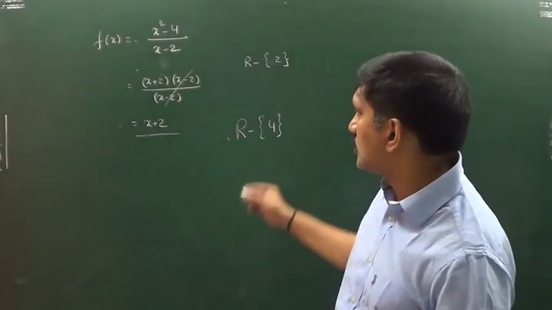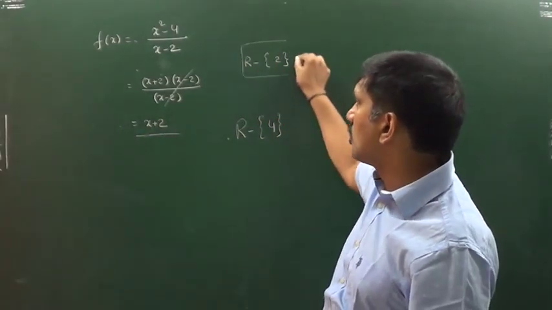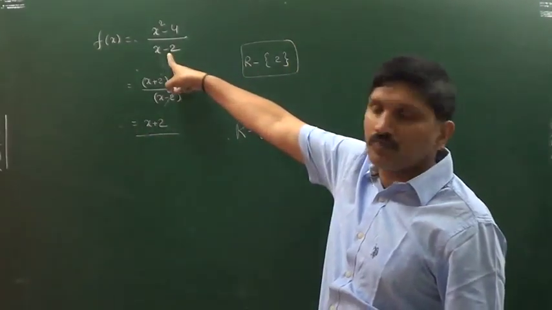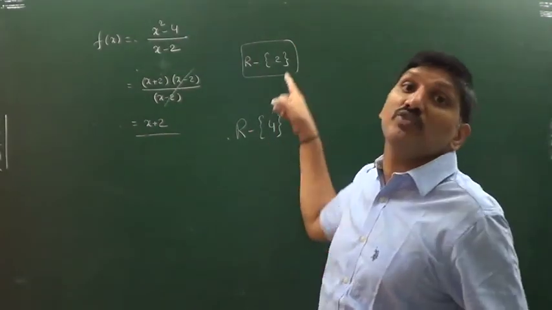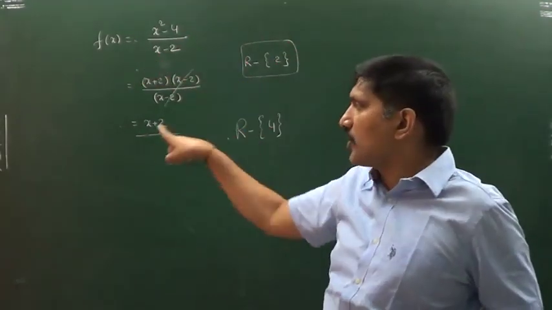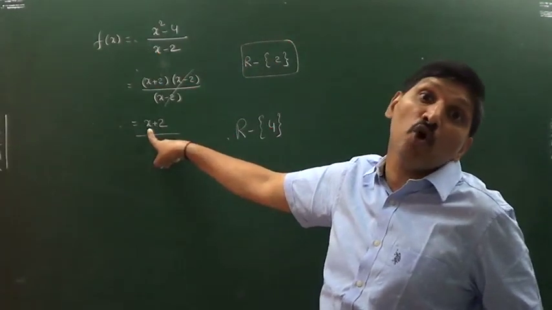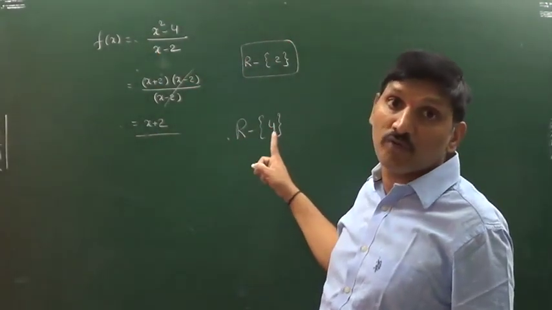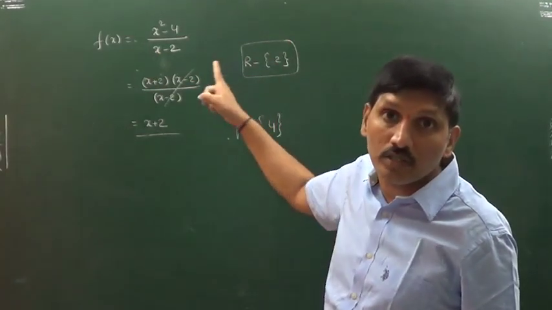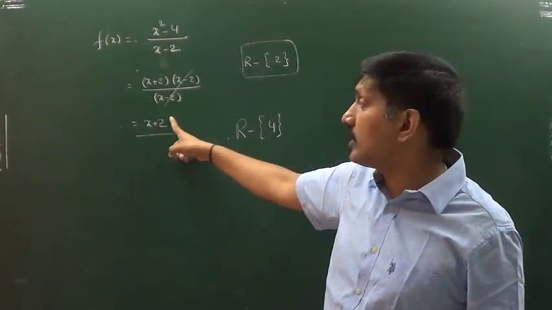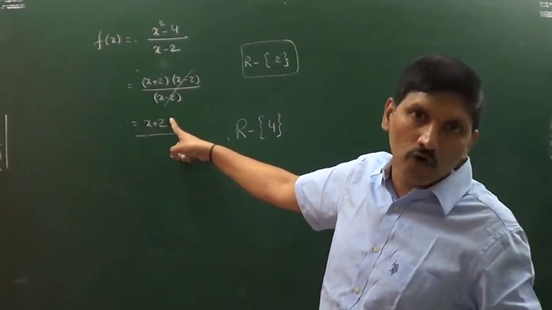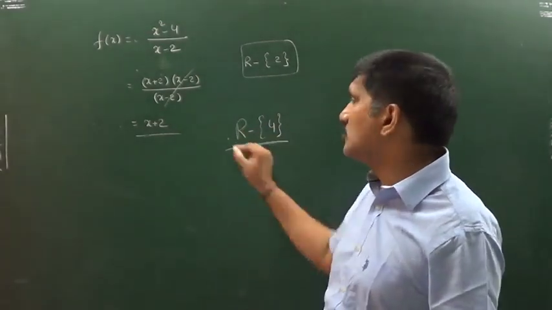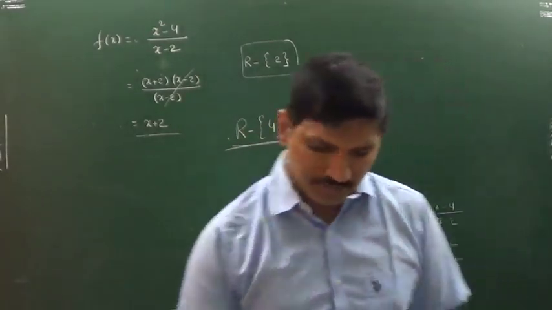Okay, so that is the reason domain for that function is all real numbers excluding 2. Range for that function is, because we are not giving 2, we won't get 4. That's why from real numbers we are excluding 4. This is the range of that particular function, right?